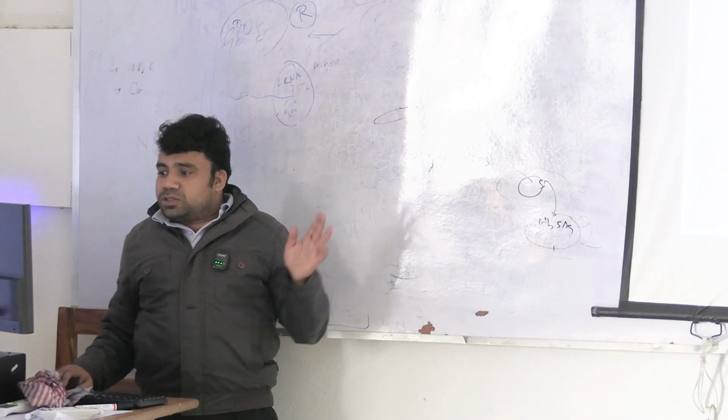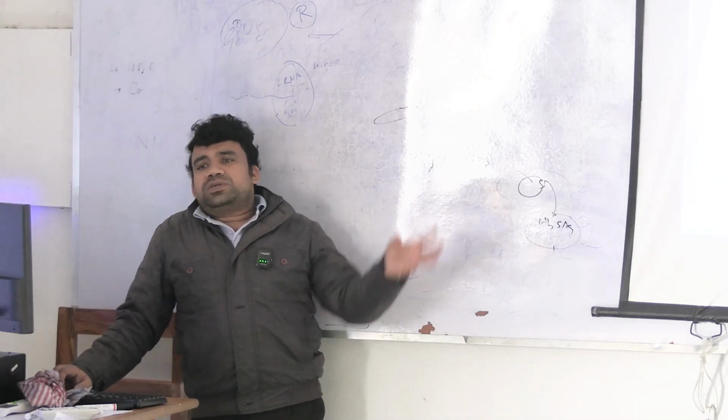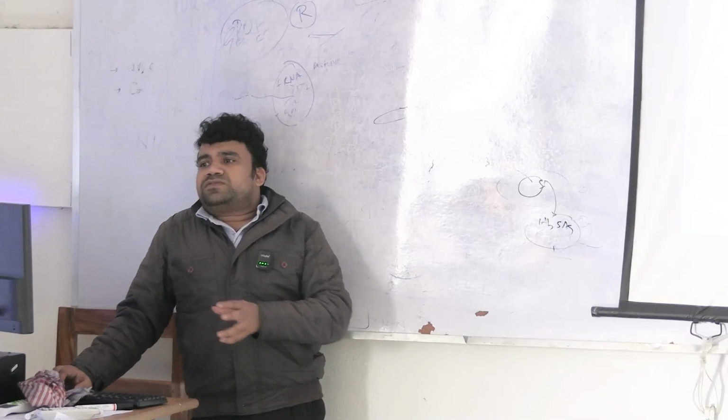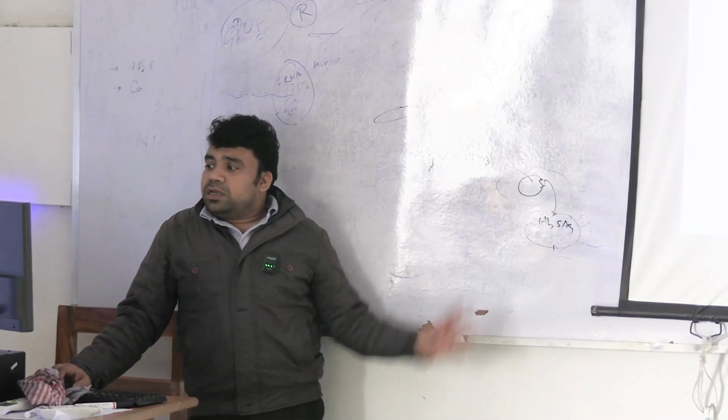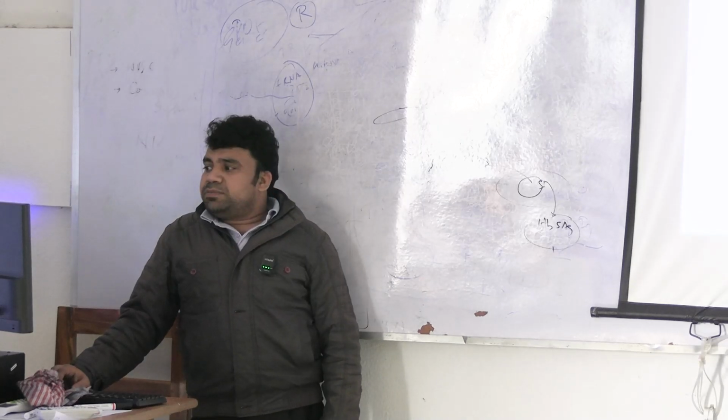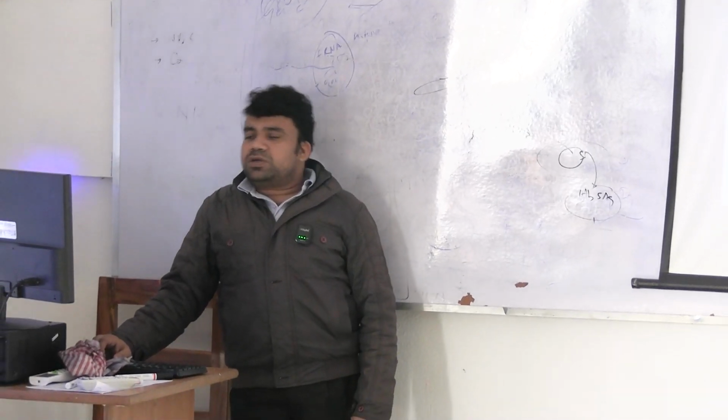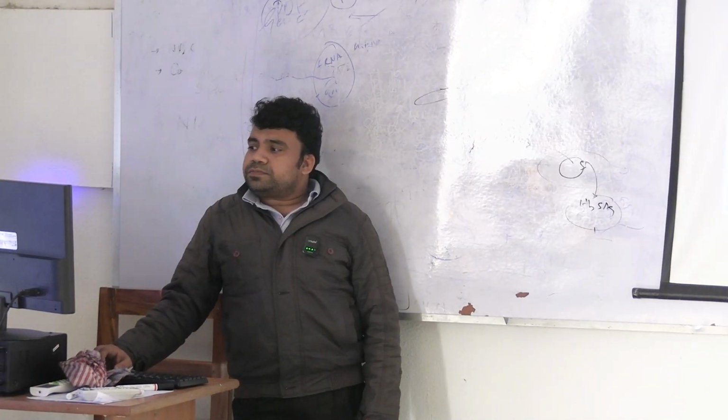Okay. So what is a vector? Vector is something which can transfer parts of genetic material from one place to the other, especially in an organism. It can be a plasmid, it can be a bacteriophage, it can be a cosmid or an artificial chromosome.